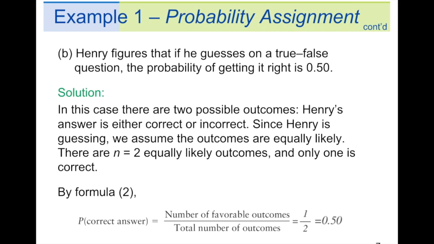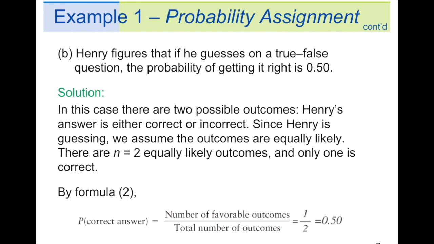Henry figures that if he guesses on a true-false question, the probability of getting it right is 0.5. In this case, there are two possible outcomes. Henry's answer is either correct or incorrect. Since Henry is guessing, we assume the outcomes are equally likely. There are n equals 2 equally likely outcomes, true or false. And only one is correct.